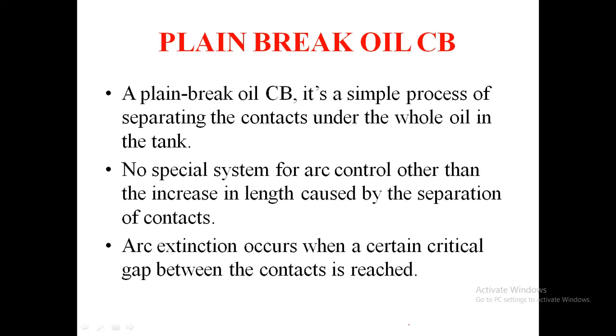When the contacts are separated, an arc is struck between the contacts with production of a large amount of heat, so that the temperature increases to about 5000 degrees Kelvin, which vaporizes the oil into gases. When the distance between the fixed contact and moving contact reaches a critical value, the arc gets extinguished at some current 0. In this, it is subdivided into two types.